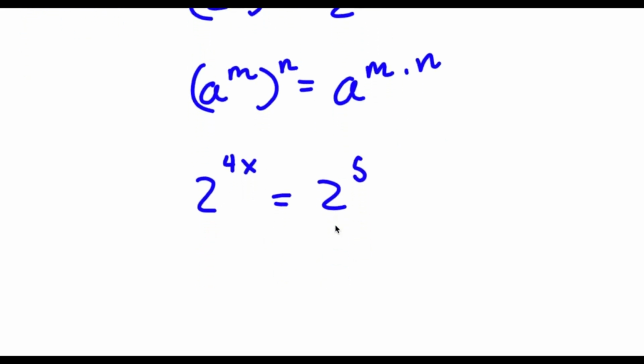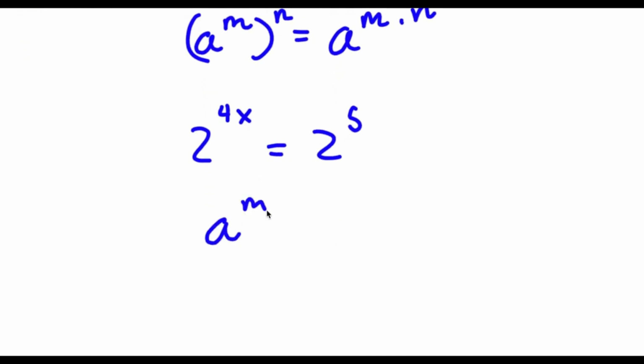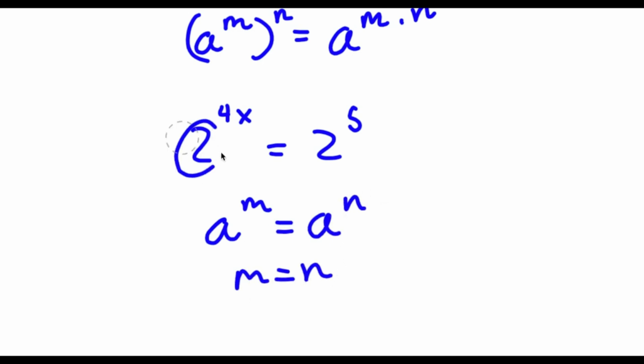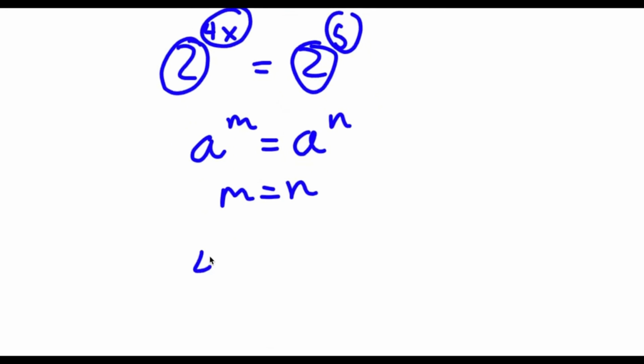Now, if I have something in the form a to the power of m is equal to a to the power of n, then this means that m is equal to n. So in this case, as you can see, both of these bases are the same. So if that's true, then that means both the exponents are the same as well, meaning 4x is equal to 5. So I have 4x is equal to 5, and this is a simple equation to solve.